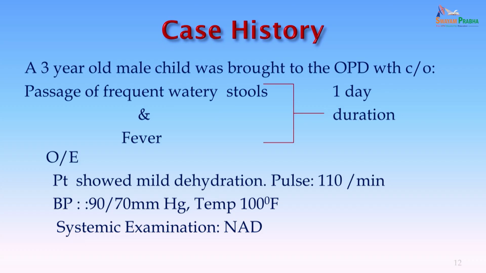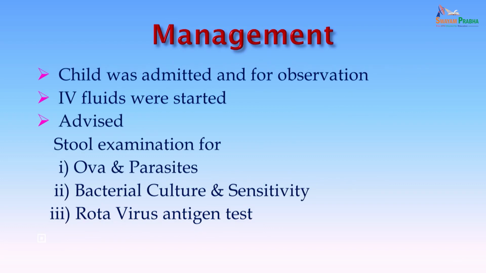Now, let us see a case of diarrhea presenting to the OPD. A 3-year-old male child was brought to the OPD with complaints of passage of frequent watery stools and fever of 1-day duration. The mother was worried because the child had been passing just water from yesterday. On examination, patient showed mild dehydration, pulse 110 per minute, blood pressure was 90 by 70 millimeters of mercury, temperature of the child was 100 degrees Fahrenheit. All systemic examination showed no abnormality. The child was admitted for observation and IV fluids were started.